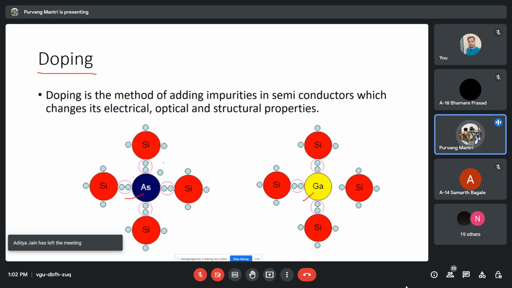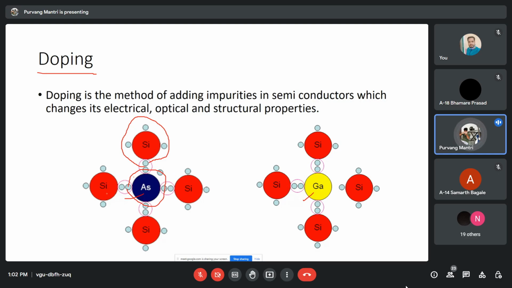So in this case, look, silicon has a valency of 4. You can see it over here, and arsenic has a valency of 5. These electrons are of arsenic. When silicon and arsenic are mixed together, they create 4 covalent bonds. Arsenic creates covalent bonds with the silicon atoms all around it, and because of this, one electron remains out.